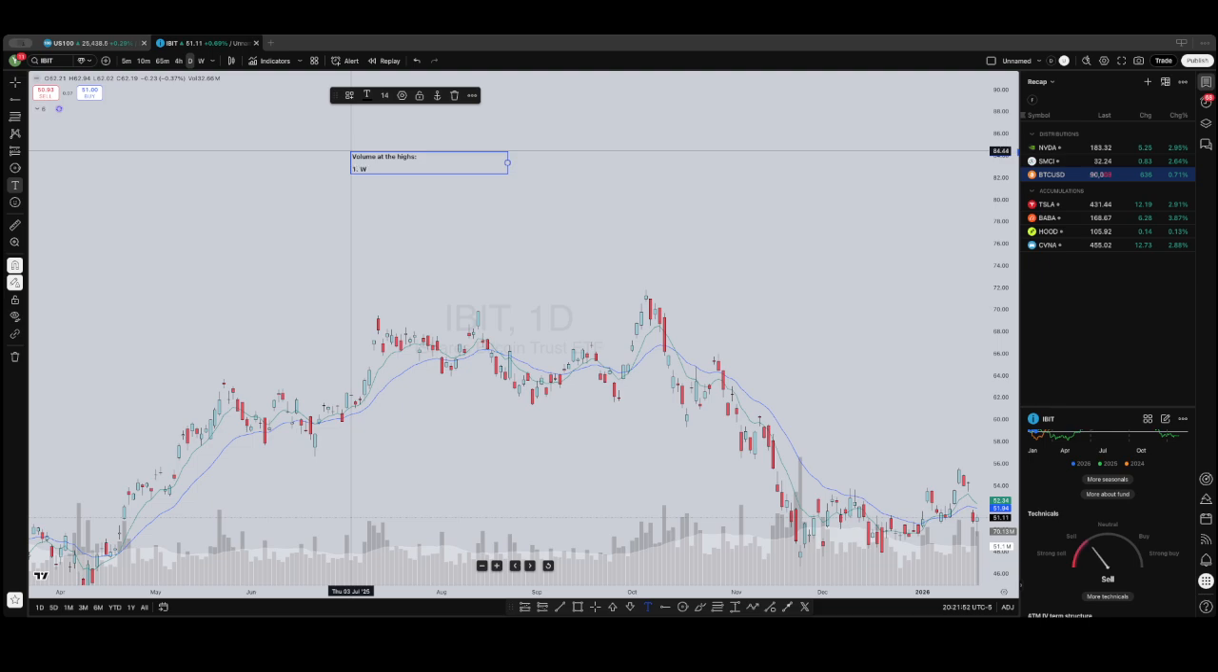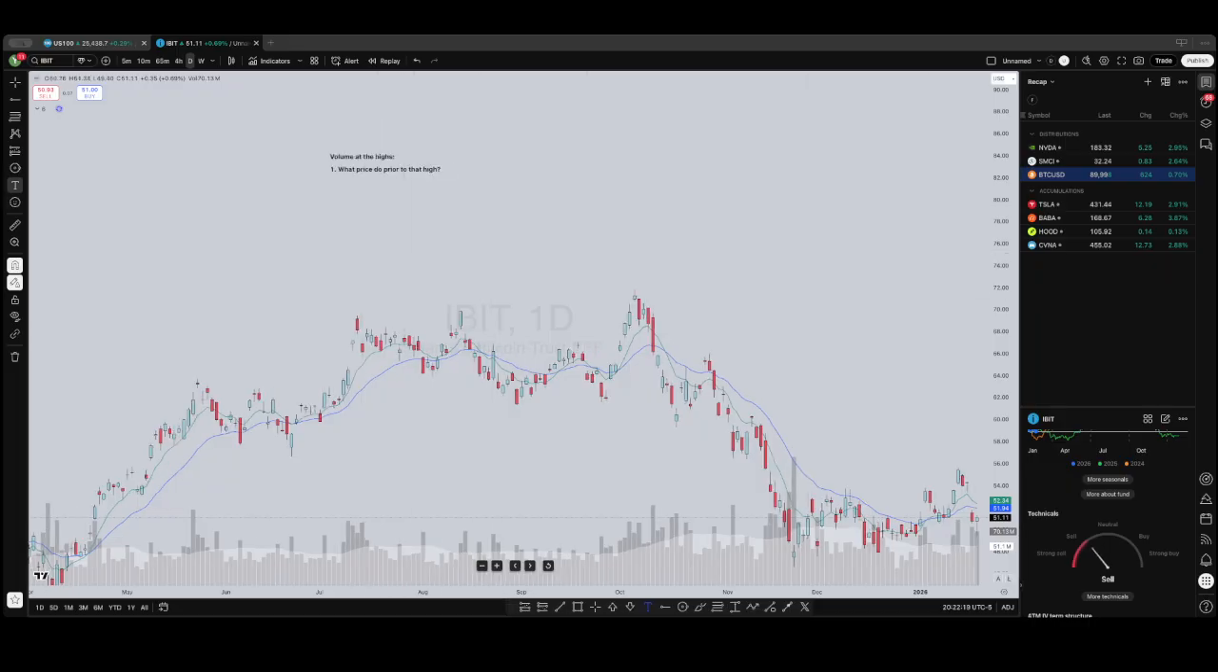Question one is, what did price do prior to that high? This is a very, very important question. And the reason for that is because we know that stocks don't just move up in a straight line, right? So when a stock moves up in a straight line into a new all-time high, then you get hit with volume, right? And then price sweeps. You know that this is more likely going to be the top. And that's exactly how I was able to call top on Bitcoin, right?